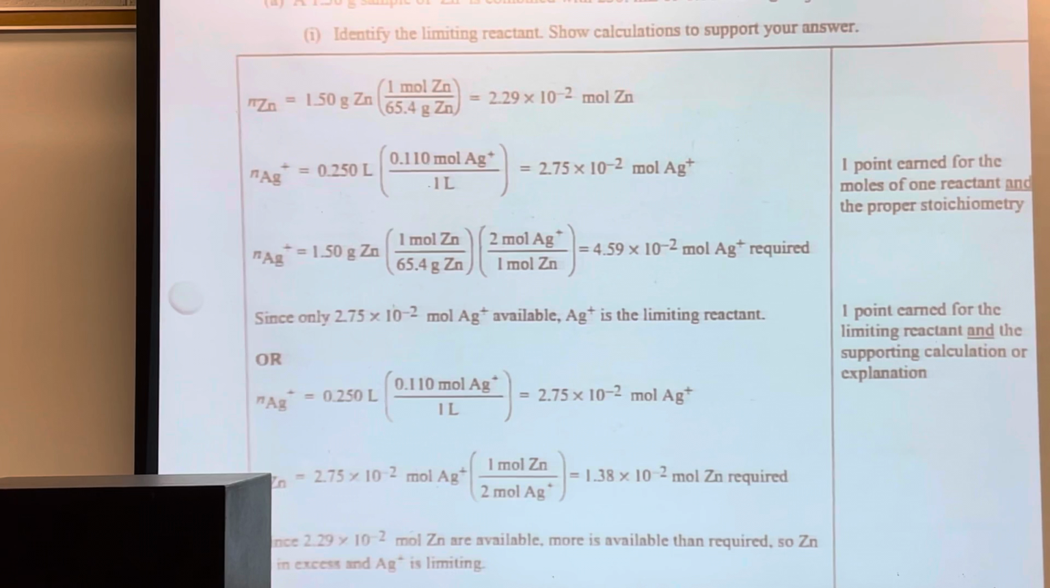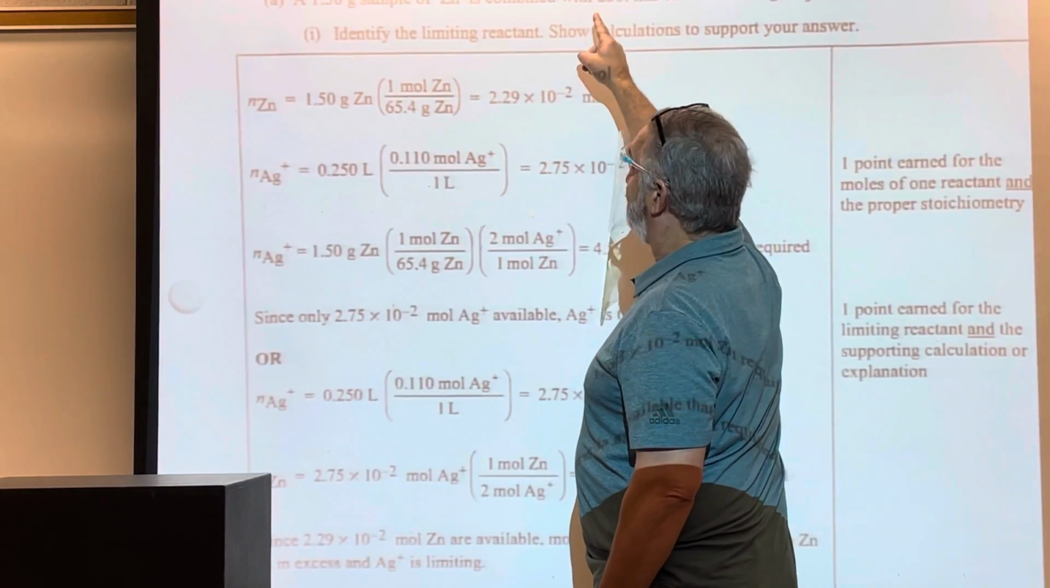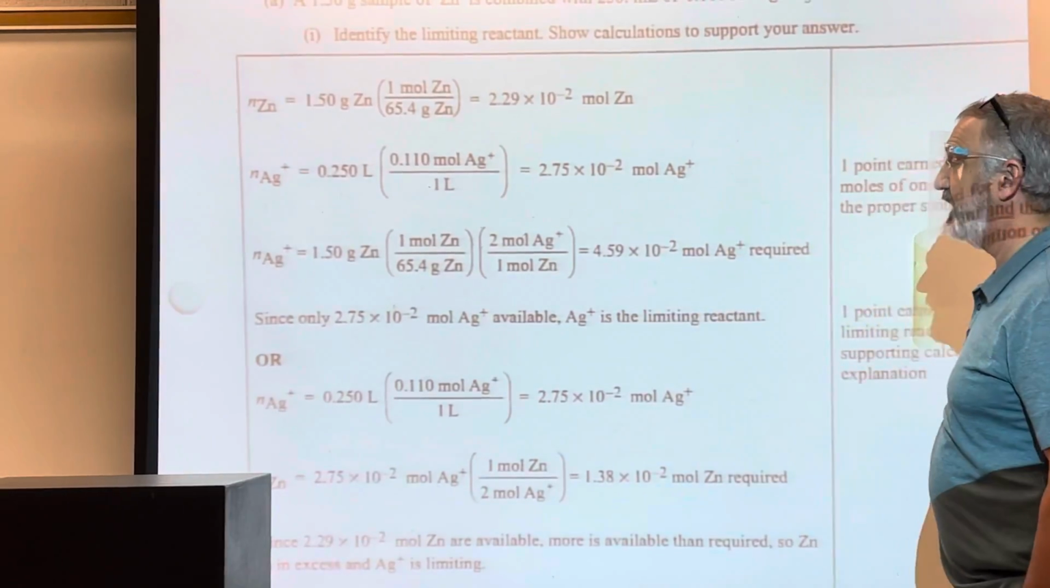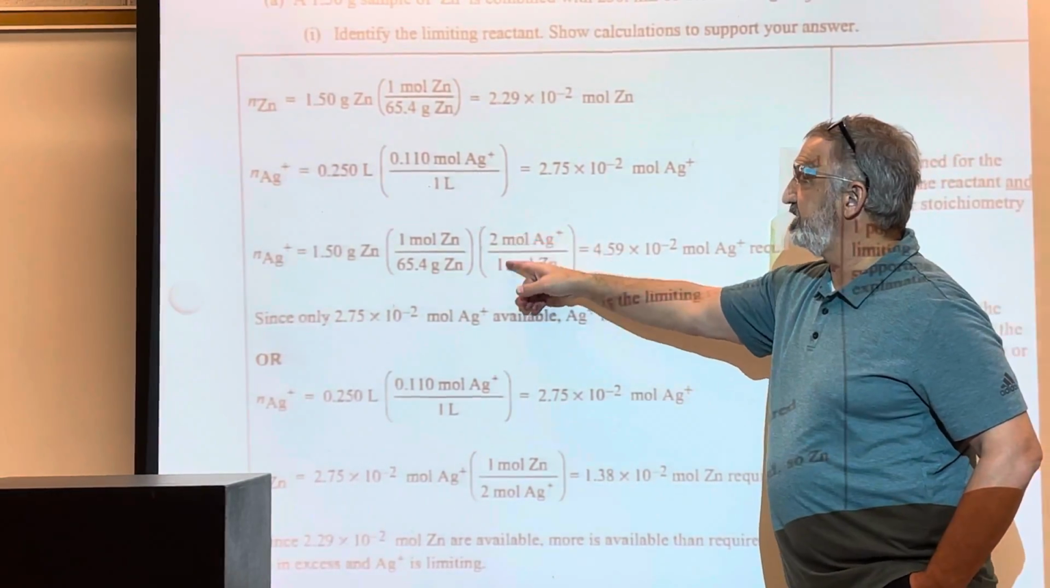So how do we find the limiting reactant? Find the moles of each. For grams, obviously you use the molar mass. How do you take milliliters to moles? Molarity times volume. So here times here. And then you just divide this one by 2, and it's the smaller number, so it's the limiting reactant. Okay? They go through and do kind of the same thing here.